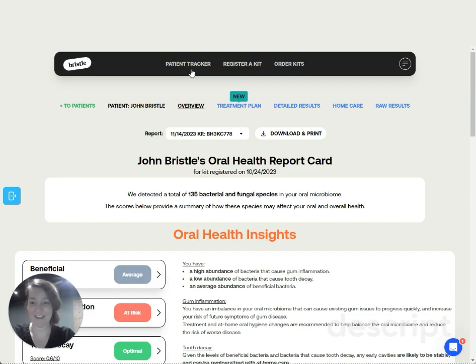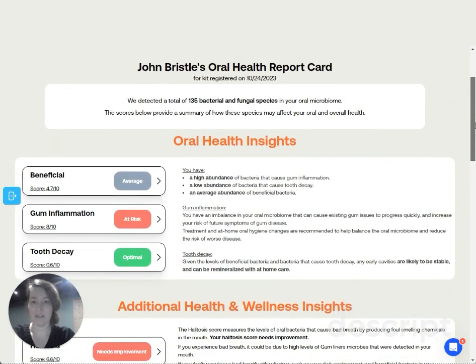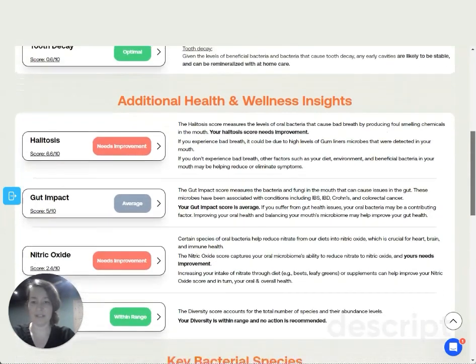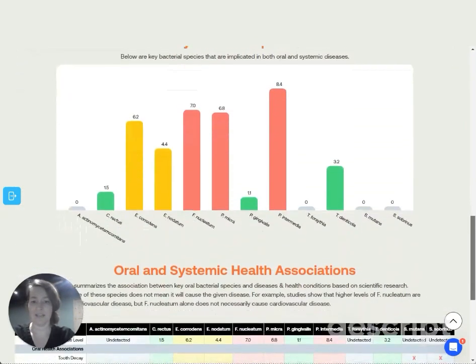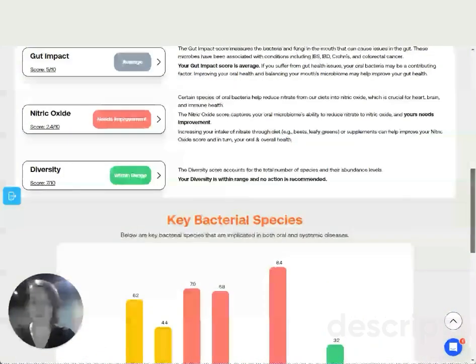I am Heather and I'm going to walk you through a use case for using the Bristle platform for a periodontal patient. So we have here John Bristle's oral health report card, and we're going to start on the first page and just navigating through the oral health insights and additional health and wellness insights along with some key bacterial species and the oral systemic health associations that he scored with.